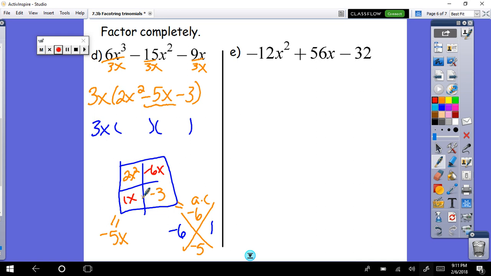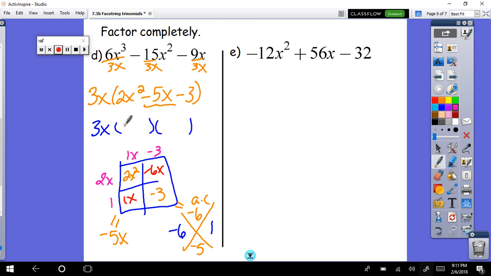I would have ended up getting the same answer in the end, because I'm going to do the outside last. If it's 2x squared, if it's 2x times 1x. I knew the 2x was here because that's the greatest common factor between this row. I also knew that I couldn't put the 2x here because I had a 1x here. And I know that 2x times negative 3 will give me negative 6x, and 1x times 1 will give me 1x.